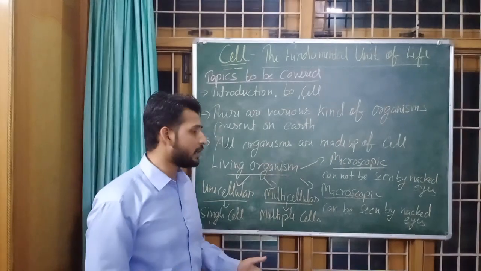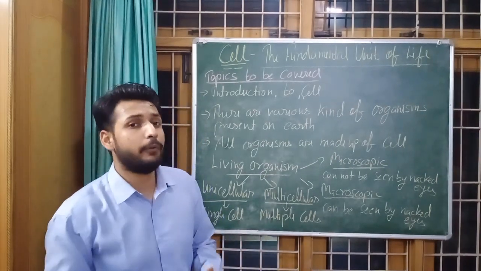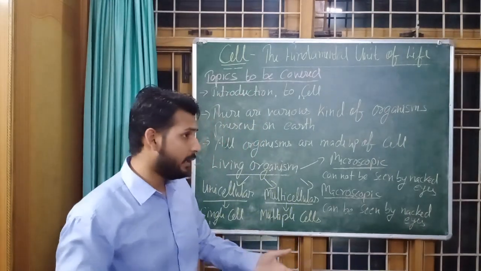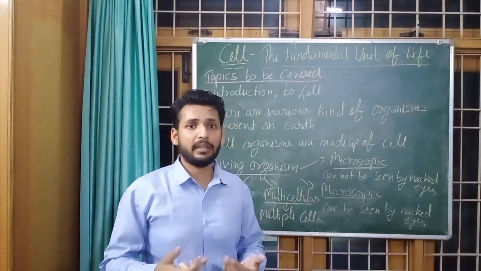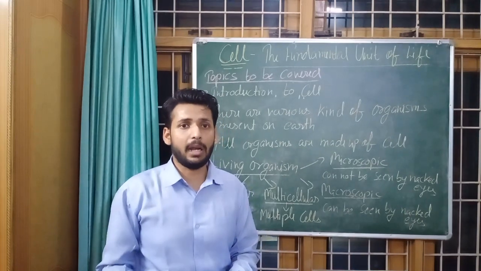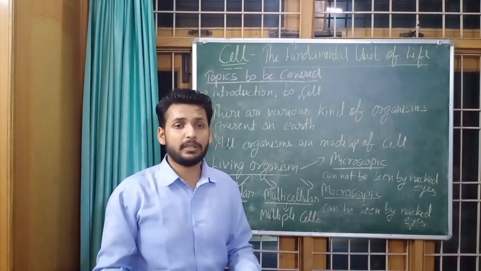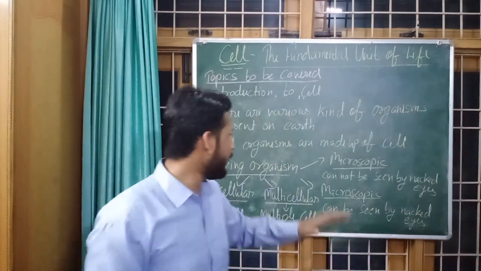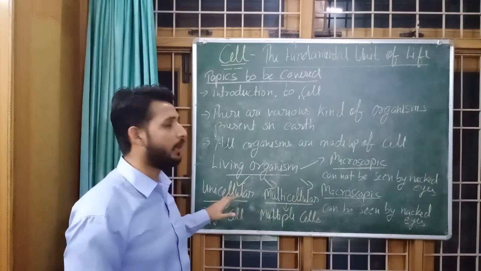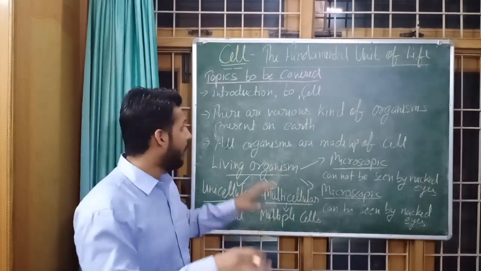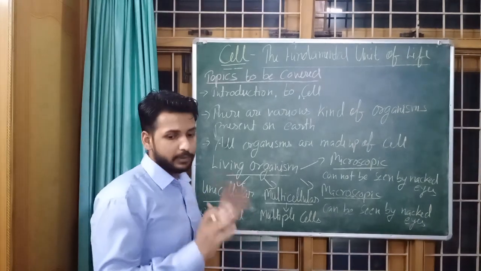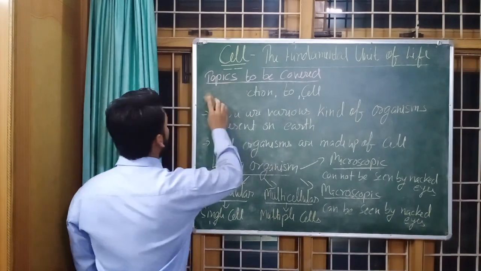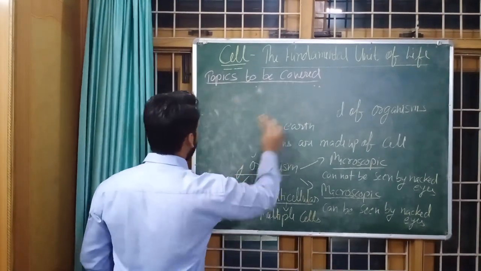And multicellular organisms, we can say these organisms are made up of many types of cells. And its examples are human being, cat, dog, animals, plants, flowering plants, and trees, fishes, whales, etc. So is it clear to you all now what is microscopic, what is macroscopic, what is unicellular, what is multicellular? All organisms are made up of cell. So with this we can conclude that cell is the building block of living organism, right?